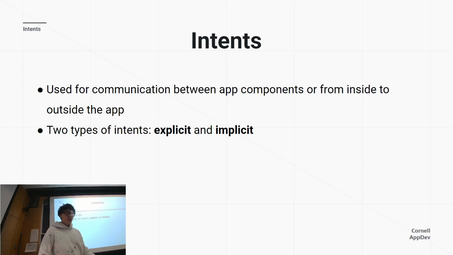So let's go over what intents are. Intents are an abstract description of an operation that is to be performed, and most significantly, it is used to launch your different activities. So, for example, if I want to launch from one screen to another, I will use an intent. And there are two types. There are explicit and there are implicit intents.